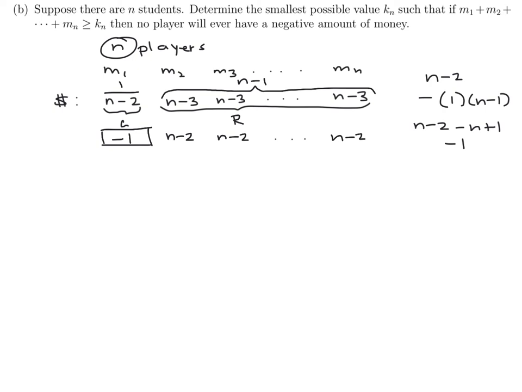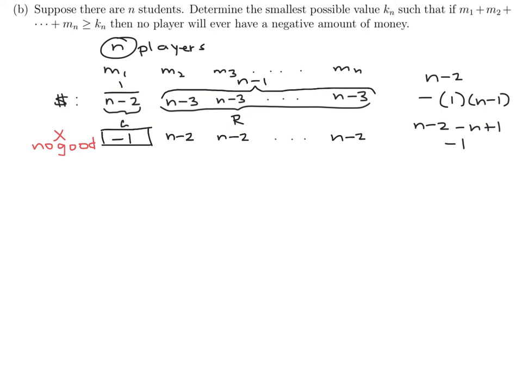Okay, well, that falls apart because it's saying we have to show a scenario where no player will ever have a negative amount of money. Well, this guy just came up with negative 1, so this scenario fell apart, so no good. Okay, not a problem. Let's try again. He started with n minus 2 and ended up with negative 1. So what if he starts with a dollar more? Could he then end up with 0?